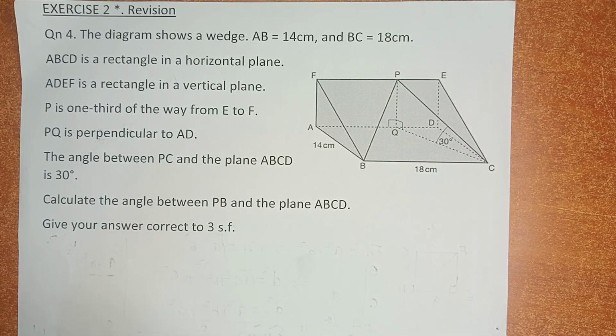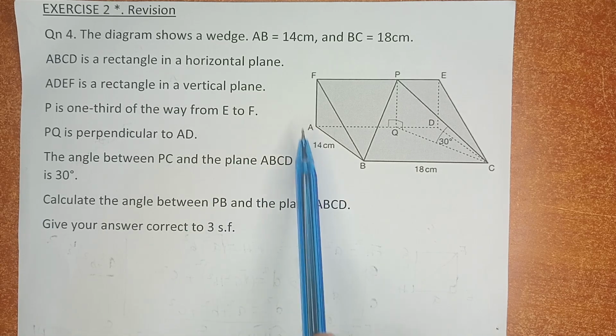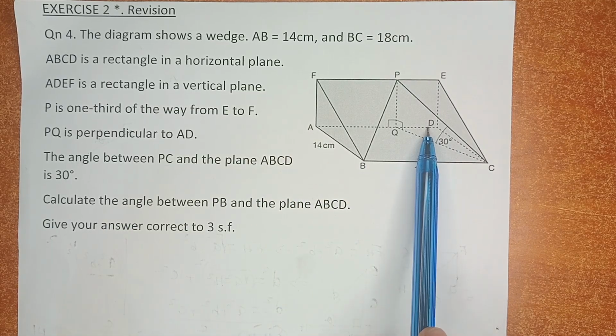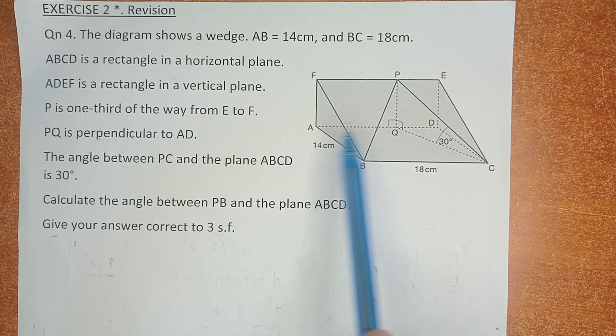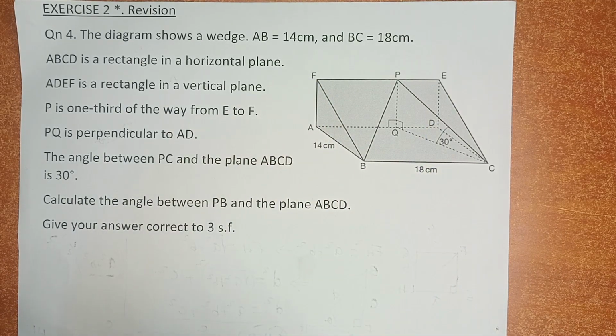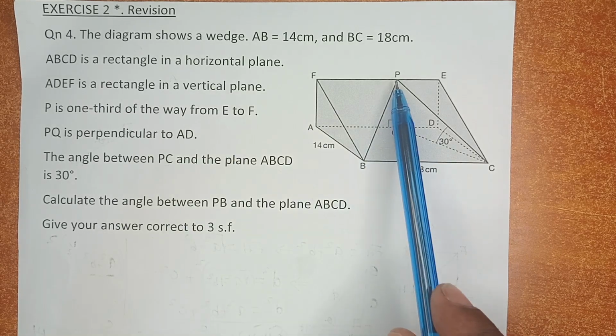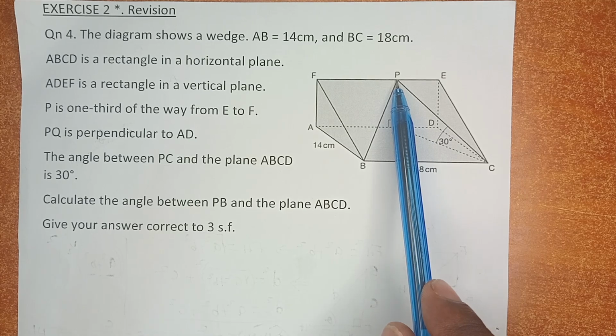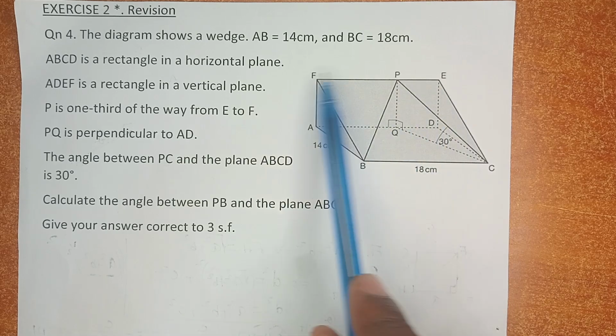ABCD is a rectangle in a horizontal plane. ABCD is of course a rectangle. ADEF is a rectangle in a vertical plane. P is 1/3 of the way from E to F.